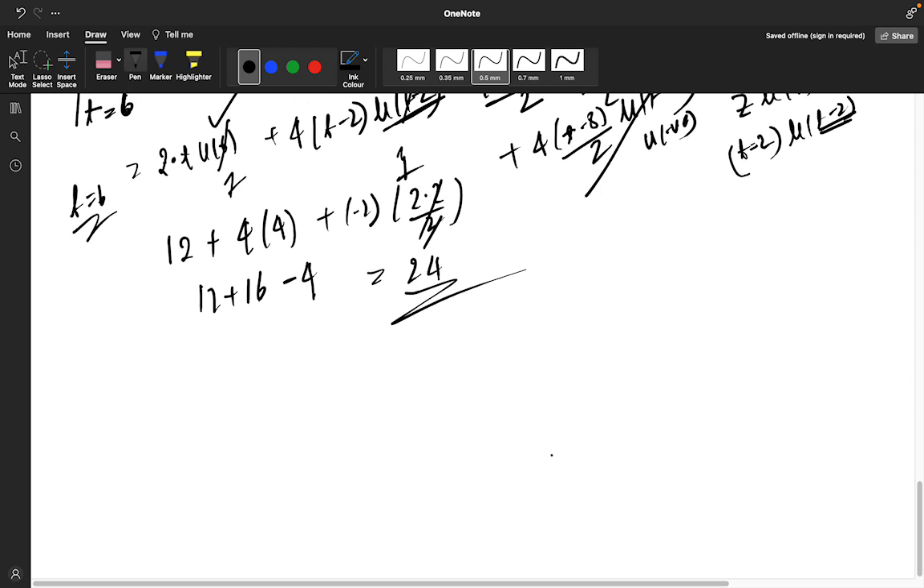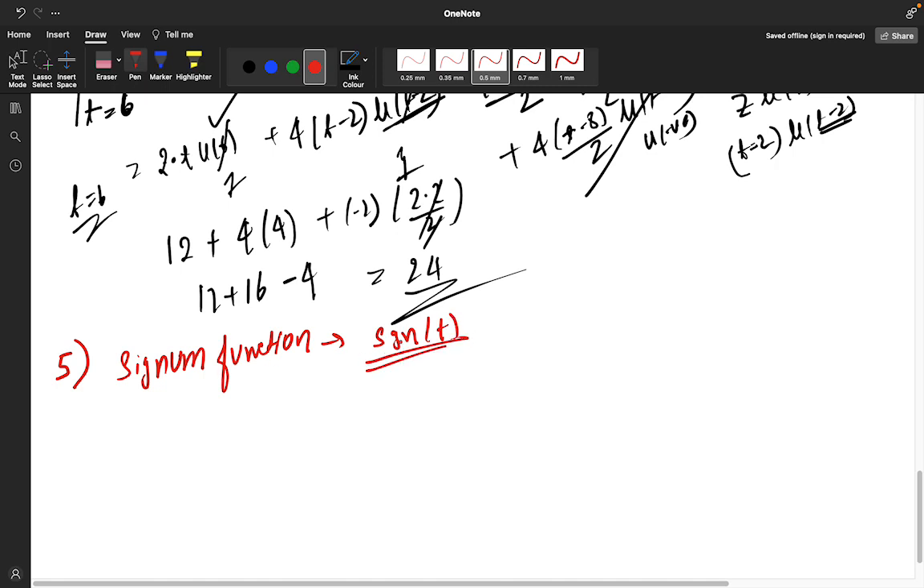So this is the unit parabolic signal. There is another kind of signal, which we call the signum function. We represent the signum function as sgn of t. What is the meaning of a signum function? It looks like this.